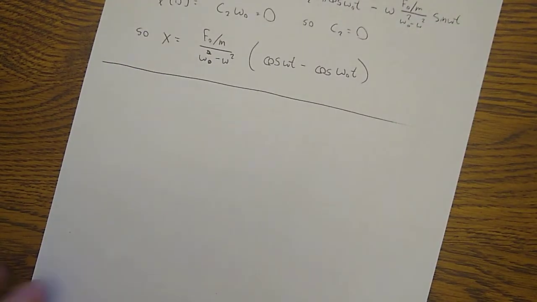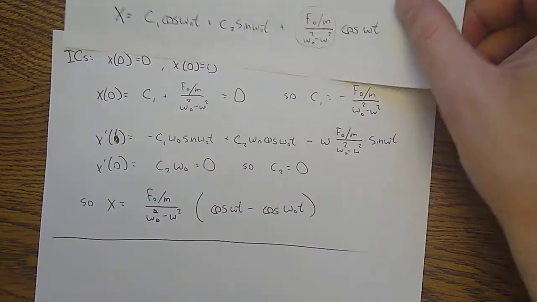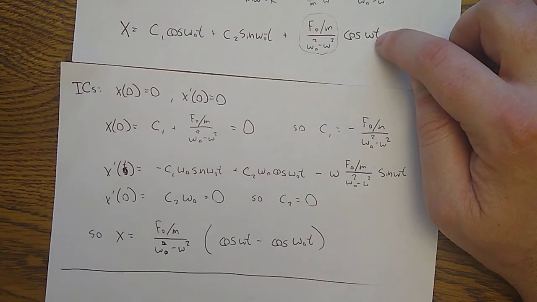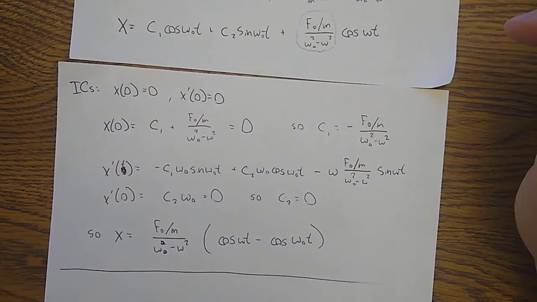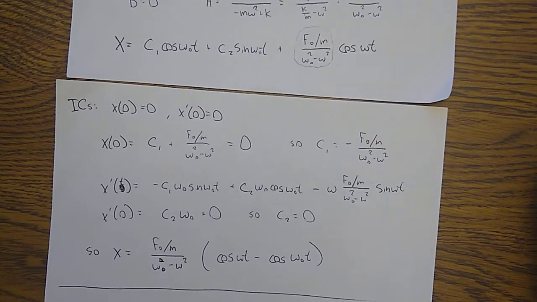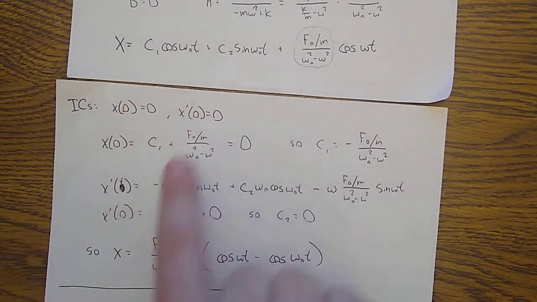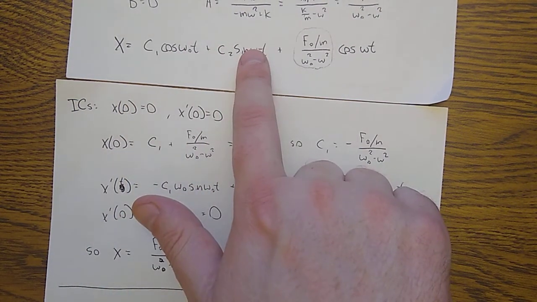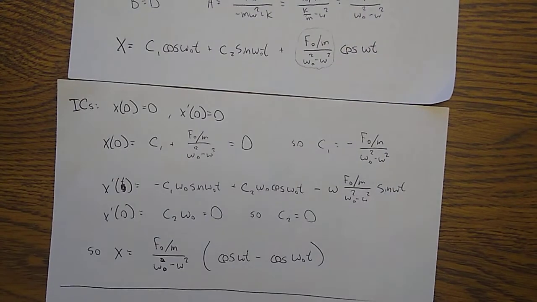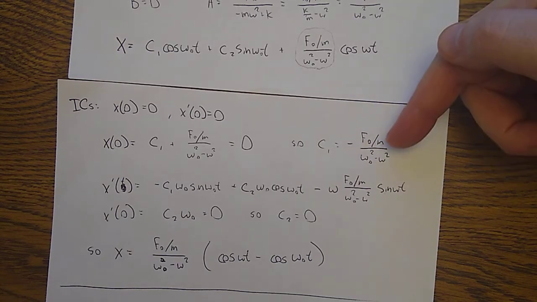It's not too hard, but I am going to take the answer that we just got and impose these initial conditions. So if I put in 0 for t, first of all, cosine of 0 is 1, sine of 0 is 0. So I would just get c1, this goes away, plus this times 1. And x of 0 should be 0, so I set that equal to 0, and then I can solve for c1.